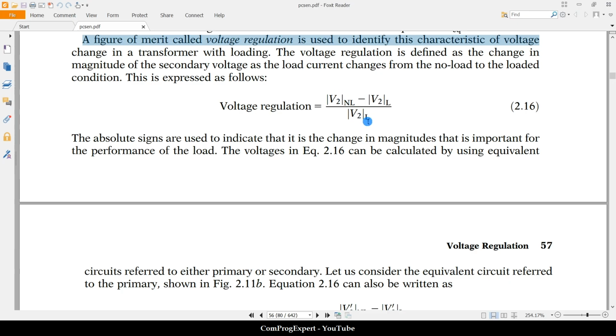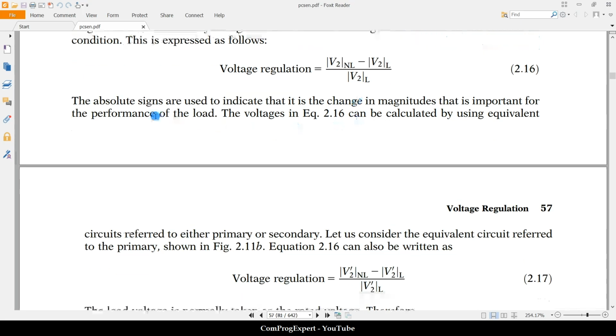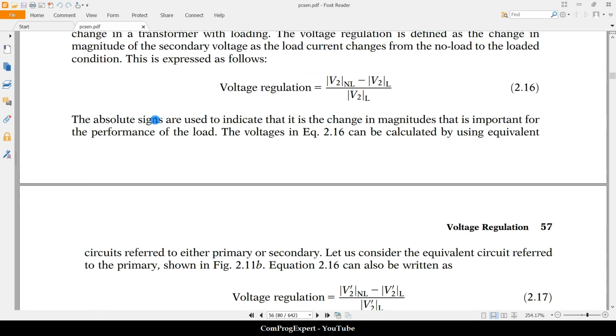Sometimes in other references they have a slightly different definition. They use this term in the denominator of this fraction. Anyway, the results are close. So the absolute value signs are used to indicate that the change in magnitude is important, right? Not phase. The change in the amplitude of the secondary voltage is important. So we use the amplitudes here.